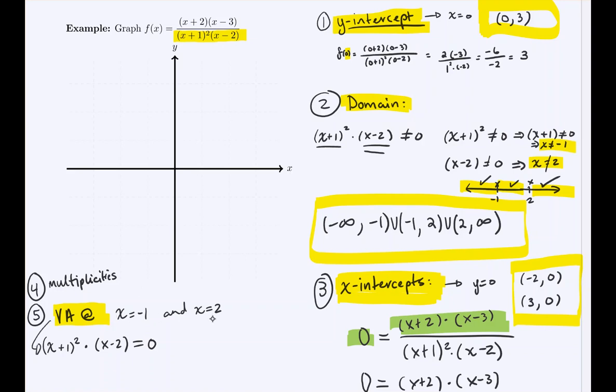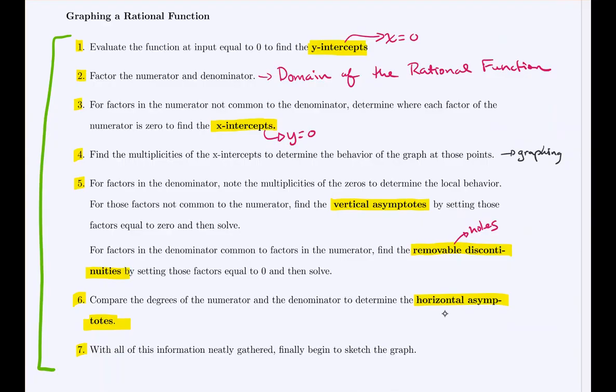So we've got these two vertical asymptotes. We'll move to step 6. Step 6 is our last step before we put it all together. We should also think if there's holes of the graph, but our function did not have them, and I'll show why in a second. And then we'll do horizontal asymptotes, and we'll be ready to combine it all together.